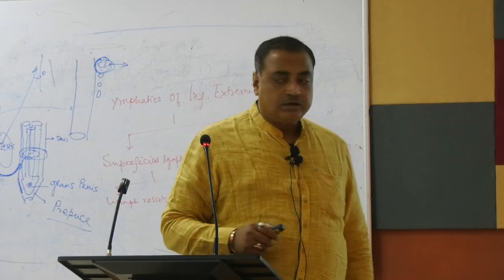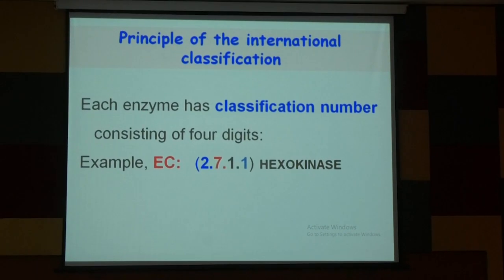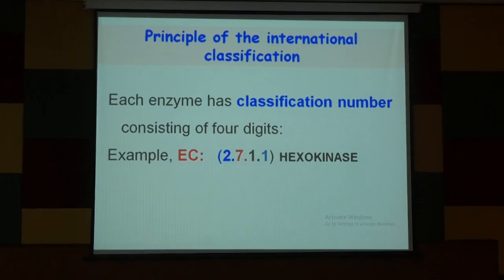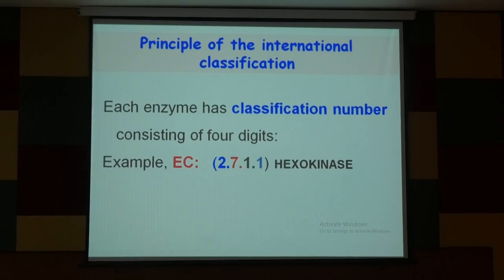Now, coming to the next question, the nomenclature or naming of enzymes. Enzymes initially started being named as per the substrate on which they act. Say, maltase acts on maltose, isomaltase acts on isomaltose, etc.